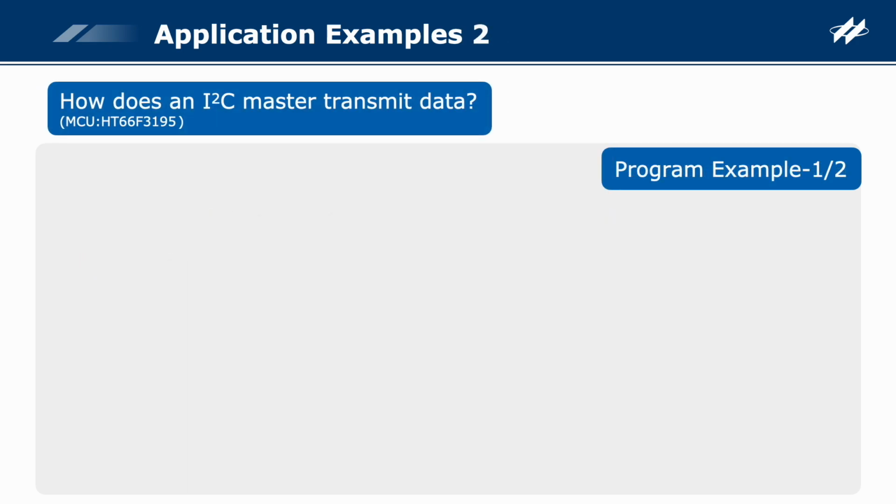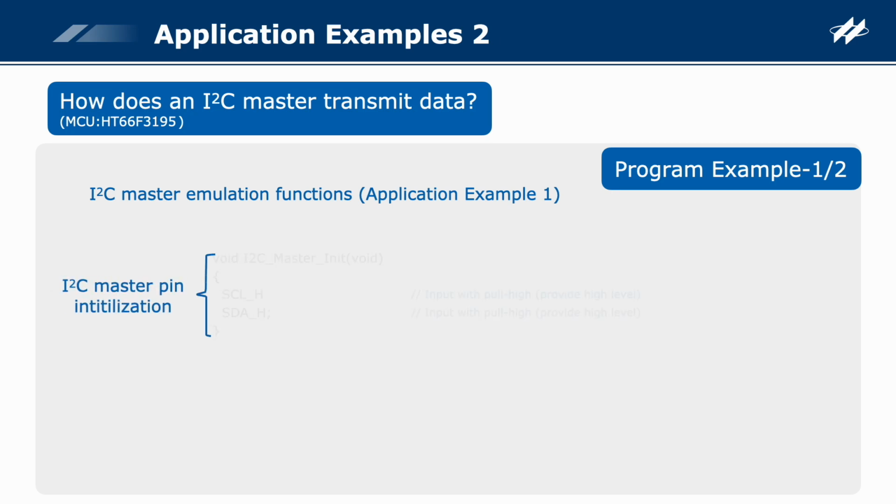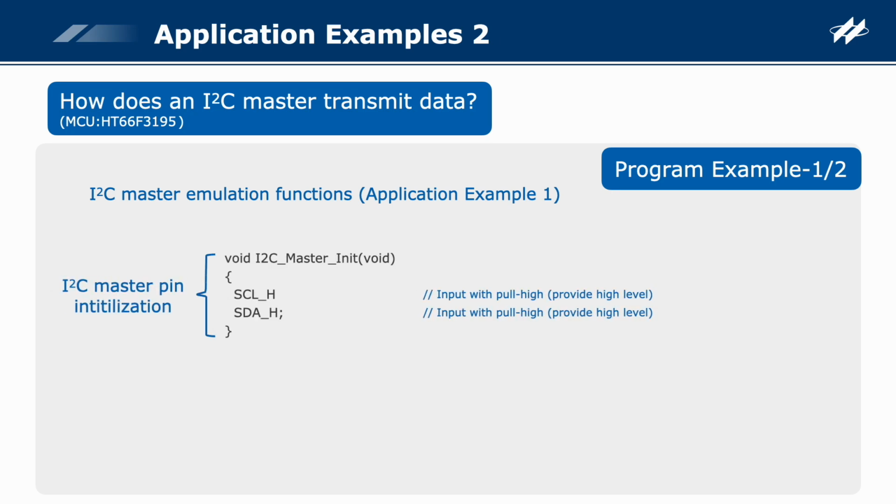This is application example 2, which introduces how an I²C master transmits data. The first step is to emulate the I²C master mode by software, which has been introduced in application example 1. Then initialize the pins, setting the SDA and SCL pins to input pull high mode to provide a high level for communication.